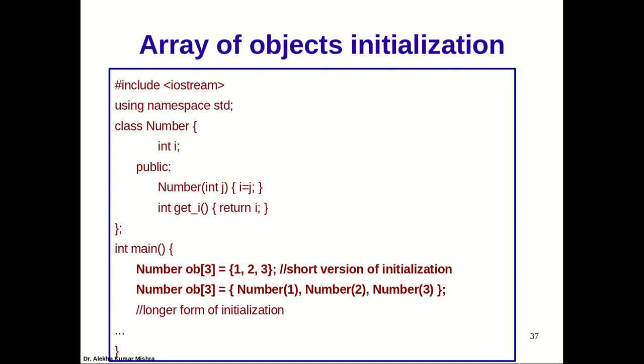So yeah, we know how to define an object for this. Suppose I want to declare an object of type Number. Now we know that we define arrays of objects, right? To define an array of objects of type class Number, we use this particular notation: Number, then let's say ob, and let's say we want an array of three objects, so with 3.